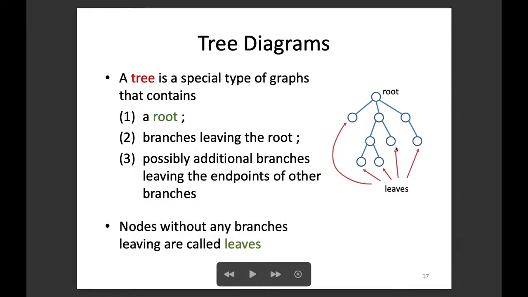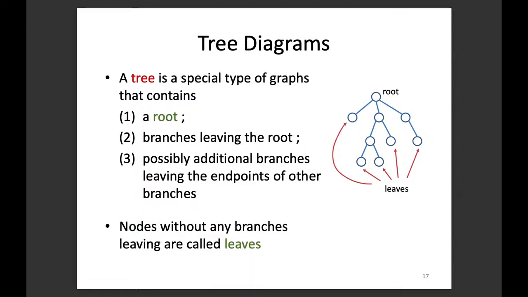A tree is a graph such that you can reach every vertex starting from the root. So we call it a connected graph. Everything is connected together and there is no cycle. And we can use this idea to help us sort out our thinking process.